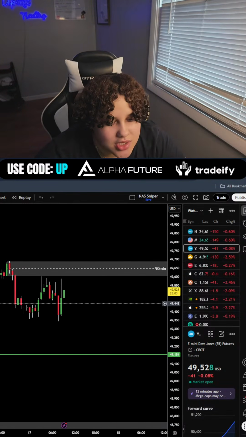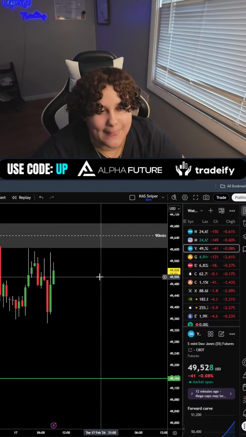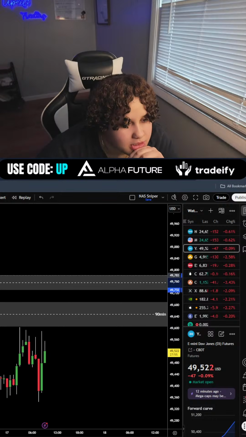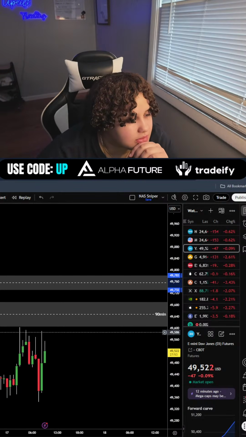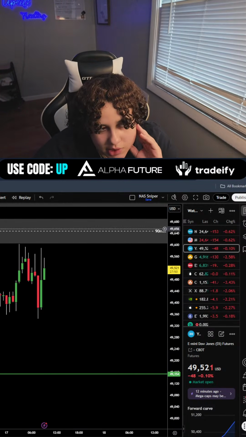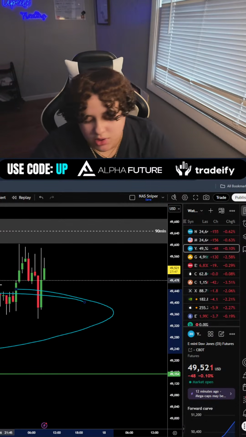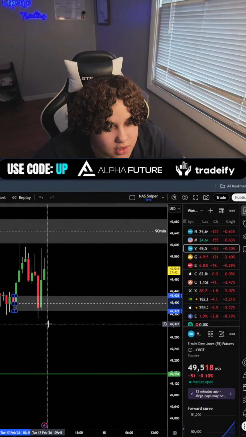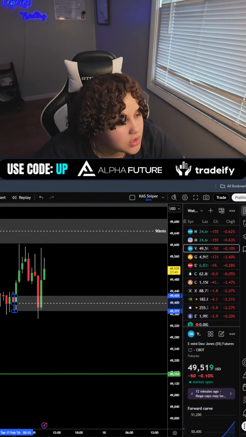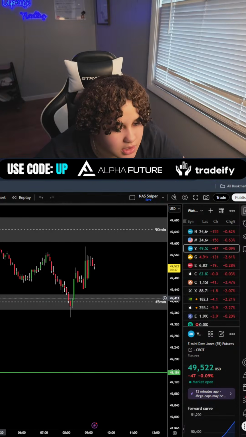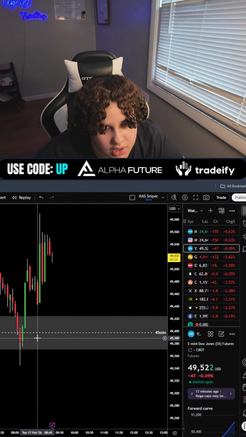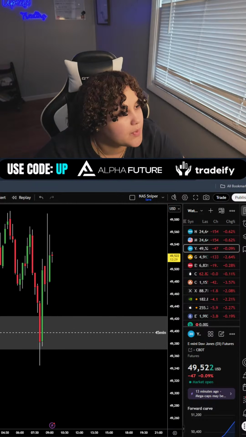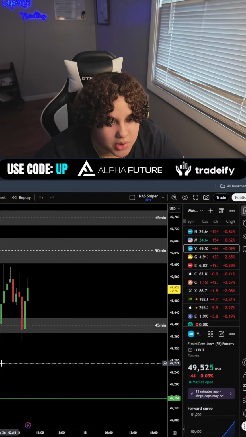Not seeing much on US 30. I mean, this could be a 45-minute supply zone. Right now, what I'm really looking for is just some sort of zone below this range. This 45-minute demand zone here looked really good. The only issue with it is it just looks like we chopped on it. And I don't like seeing that. But I'm going to keep looking here.